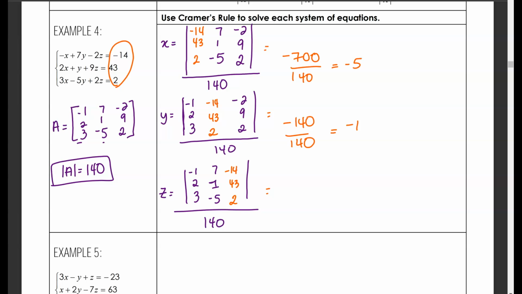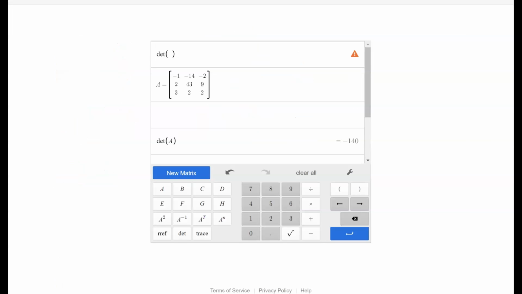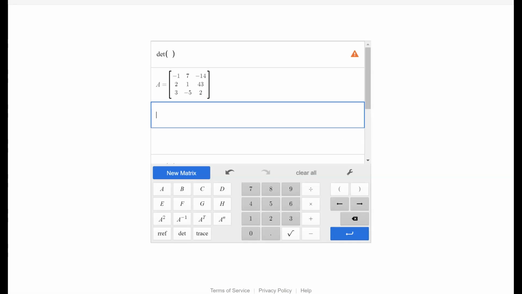And last but not least, we have our z. So let's come back over here. I'm actually just going to change this. So I'm going to go back and change this to 7, 1, and negative 5. Now we're going to change this to negative 14, 43, and 2. And that one stays the same.